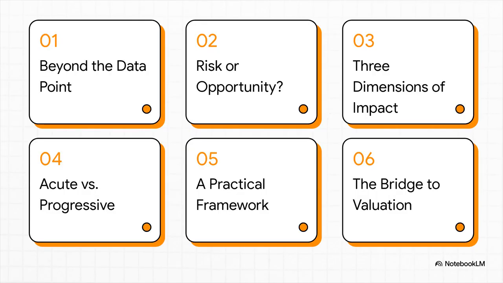So here's how we're going to break it down. We'll start by figuring out how to classify sustainability issues in the first place. Then we'll get into the three key dimensions that really define their financial character. And finally, we'll tie it all back to the thing that matters most: company valuation.